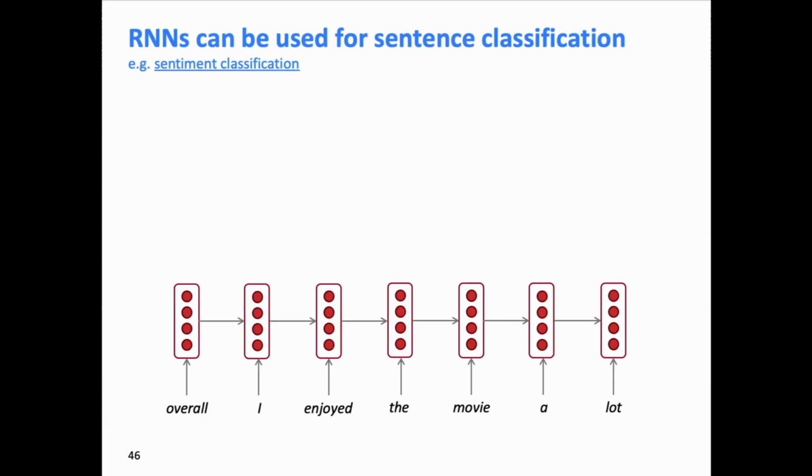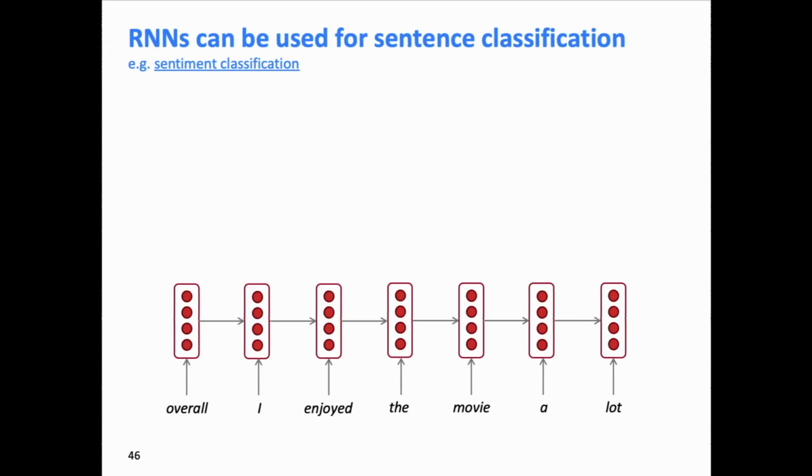Okay, here's another thing you can use RNNs for. You can use them for sentence classification. Sentence classification is just a general term to mean any kind of task where you want to take a sentence or other piece of text and classify it into one of several classes. An example of that is sentiment classification. Sentiment classification is when you have some kind of input text, such as, let's say, "overall, I enjoyed the movie a lot", and then you're trying to classify that as being positive or negative or neutral sentiment. So in this example, this is positive sentiment.